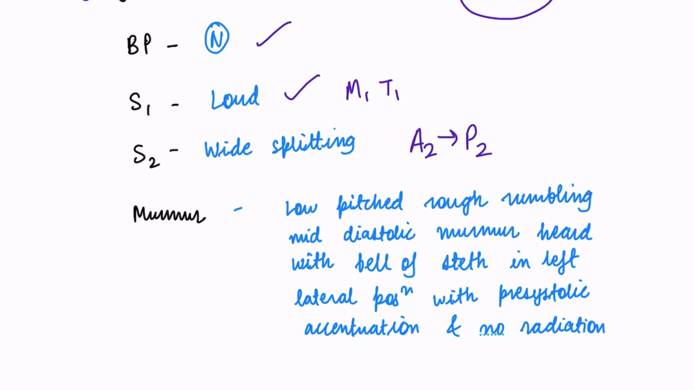Now, this is the characteristic murmur of mitral stenosis, which is a low pitched, rough rumbling, mid diastolic murmur, heard with the bell of the stethoscope in the left atrial position with presystolic accentuation and no radiation. This presystolic accentuation will be absent in case of atrial fibrillation. And since the murmur is low pitched, it is heard with the bell of the stethoscope.